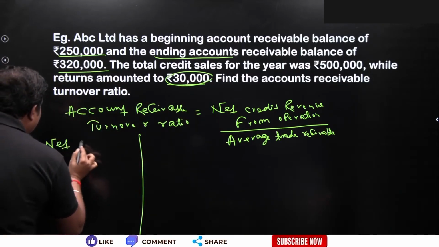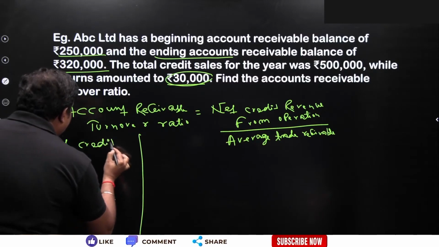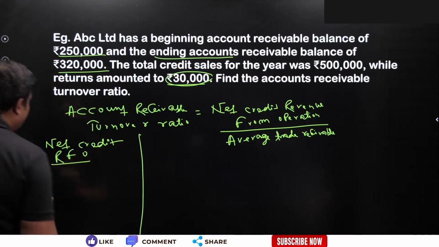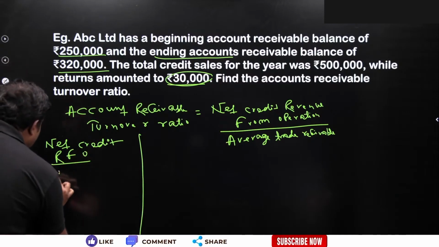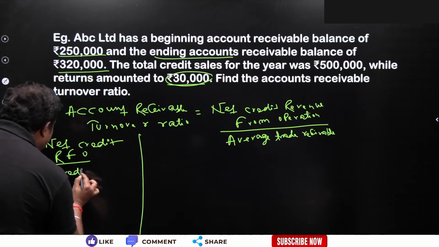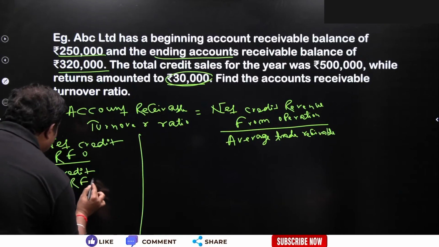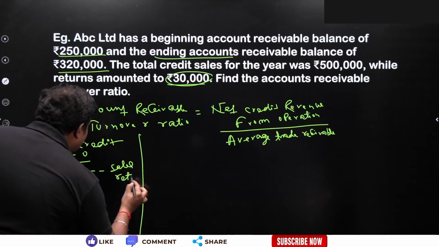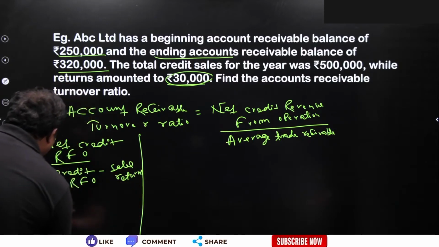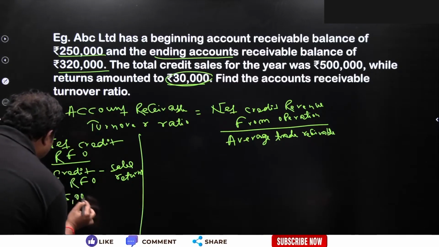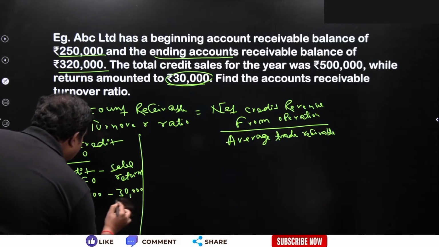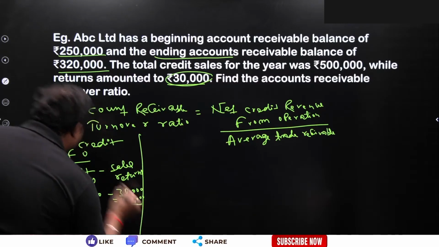So here I can write net credit revenue from operation. I can use the short form, RFO, revenue from operation. So it equals credit revenue from operation minus sales return, or we can also call it returns. So credit revenue from operation is 5 lakh, and sales return is 30,000. So 4,70,000 is your net credit revenue from operation.